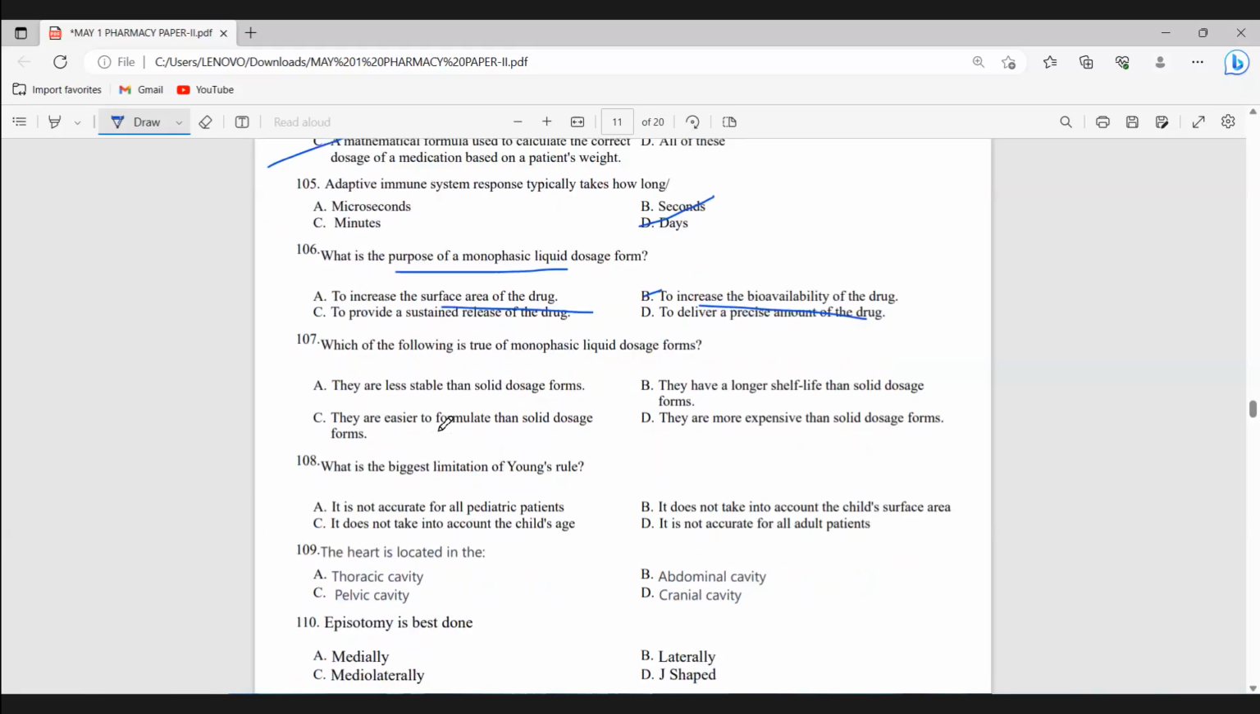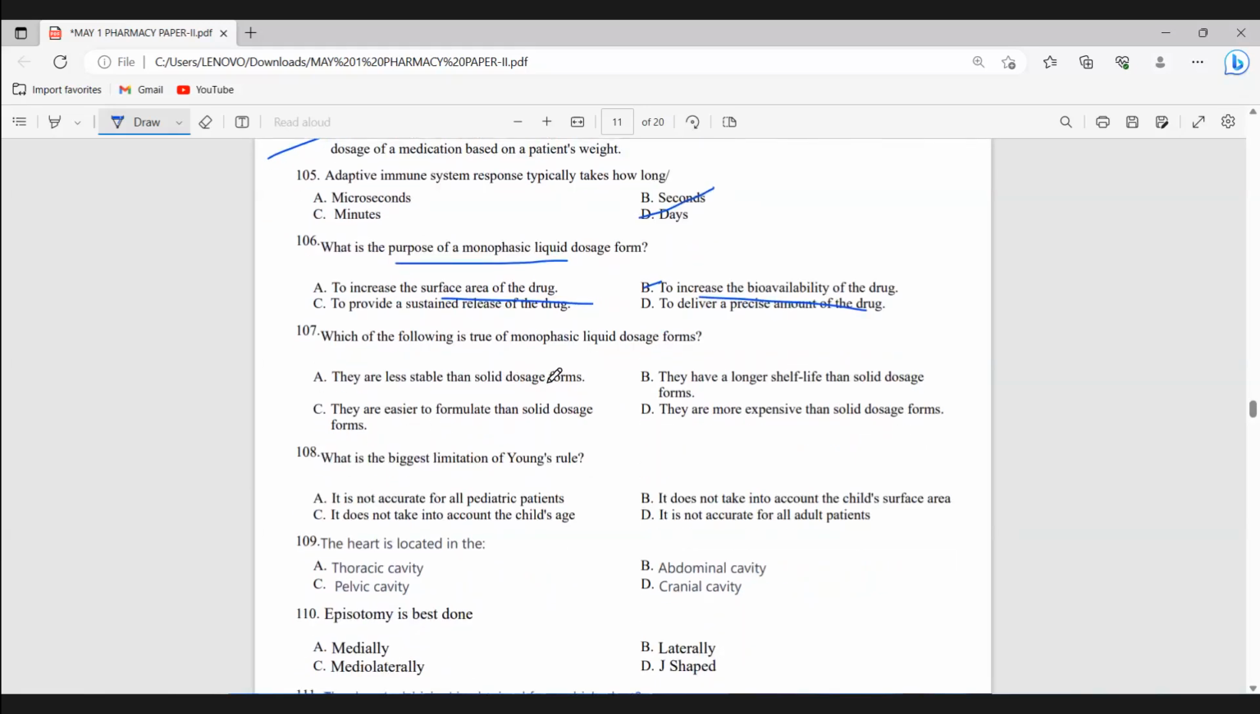Then 107, which of the following is true of monophasic liquid dosage form? They are less stable than solid dosage form. They are easier to formulate. Even this is also correct.